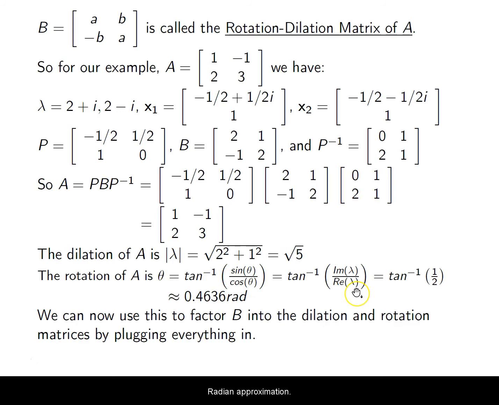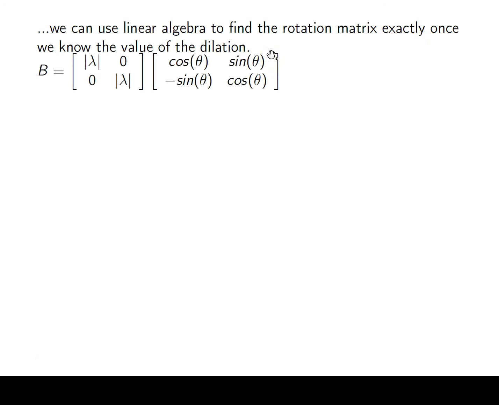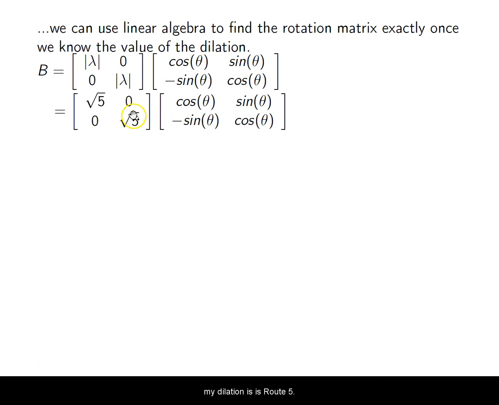radian approximation, right? So an easier thing to do, besides doing this math, is to use linear algebra to find the rotation matrix exactly, right, with exact values once we know the dilation, right? So I just take this relationship I have. I know B is the dilation matrix times the rotation matrix. I know what my dilation is, okay, it is root 5.